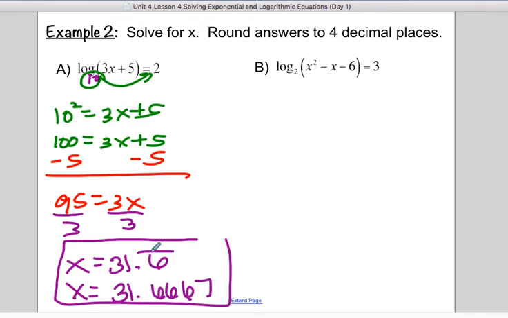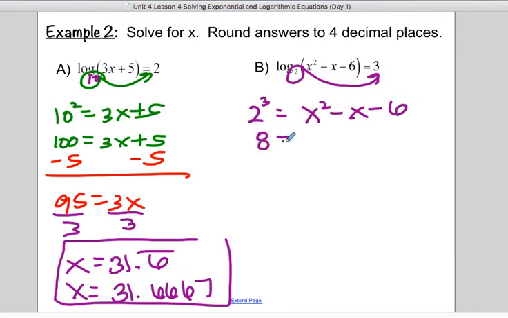I'll take any of those. All right, B, I look at it, I see 1 log. Once again, pretty happy, so now I can just go ahead and put in my exponential. So I have 2 to the third is equal to x squared minus x minus 6. 2 to the third is 8.